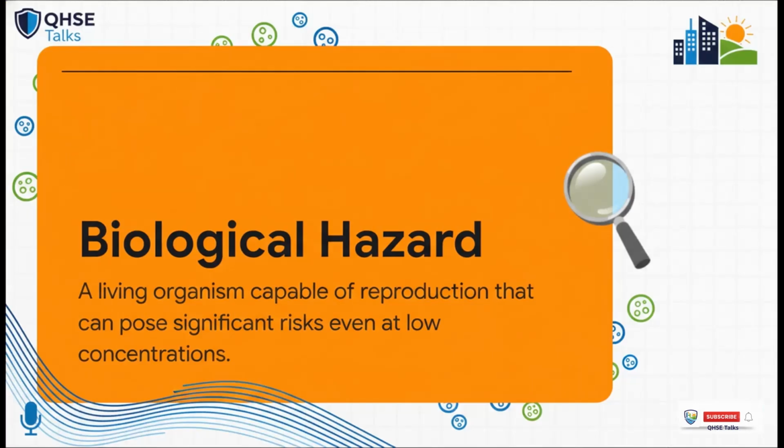The two game-changing words here are living organism and reproduction. Think about it. A single bacterium can multiply into millions literally overnight. That's exactly why your standard occupational exposure limits, the ones we use for chemicals, are basically useless here. You can't just measure parts per million. We need a totally different risk-based approach, and that is precisely what the exam is going to test you on.